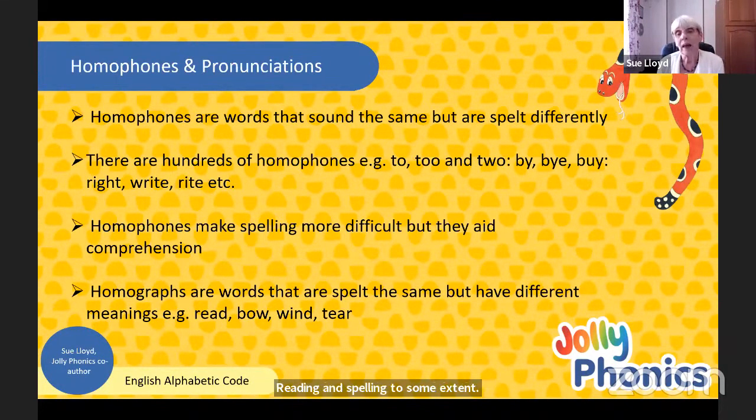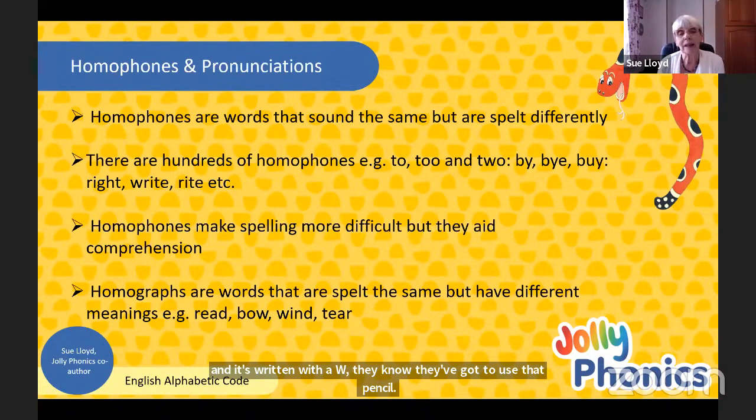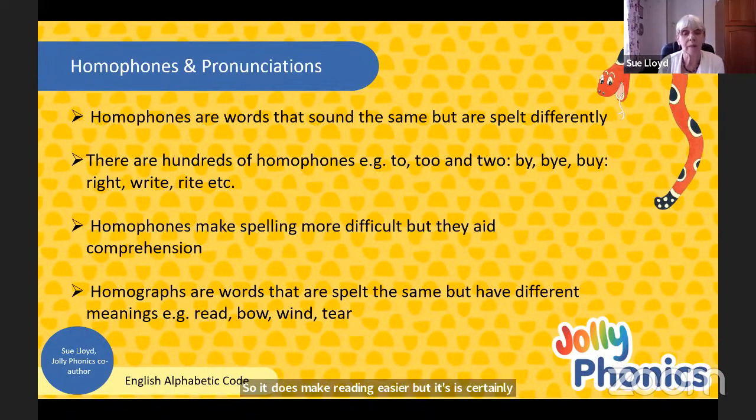But actually, homophones make the spelling more difficult, but they make it easier for the reading, because once you know them, you get the meaning of the word instantly. Whereas when you don't have that meaning, it's much more difficult. So if you look at that word like wind or wind, that can stump you as you're reading along, and suddenly, whoops, you've got to make that adjustment. Here we've got the 3 buys and 3 rights, right, right, and right. It helps the children when they see that they've got to write something and it's written with a W, they know they've got to use their pencil. So it does make reading easier, but it is certainly more difficult on the spelling.